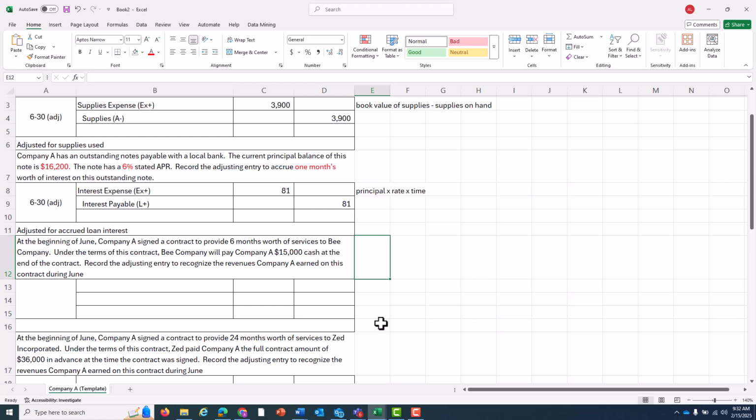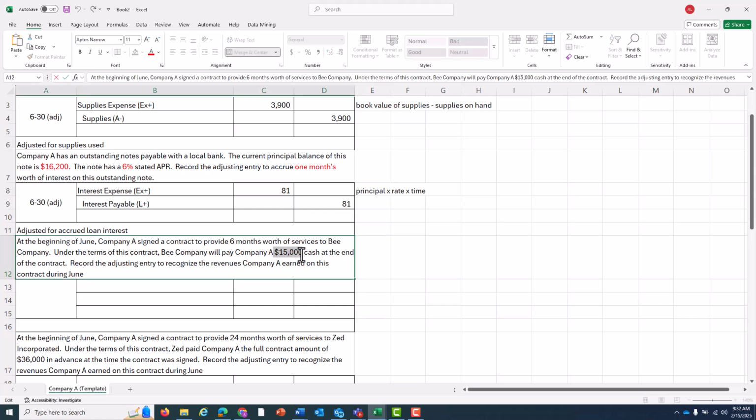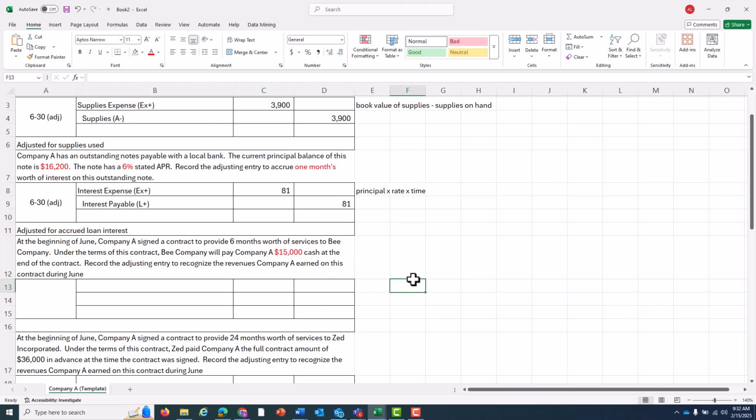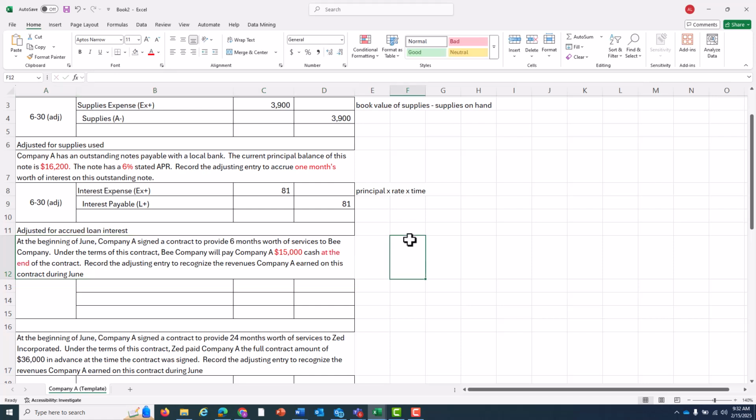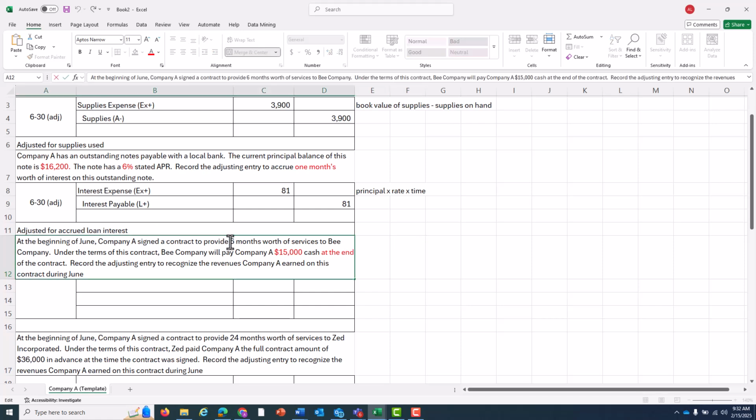We want to know what is the contract amount. And in this case, under the terms of this contract, Company A is going to get paid $15,000 in cash. That is the contract amount. We need to know when this is occurring. When are they getting paid? They're getting paid at the end of the contract, which means that cash has not changed hands at all yet in this transaction. We're not getting it until the end of this contract. And when does this contract end? Well, at the beginning of June, we signed a contract to provide 6 months worth of services.